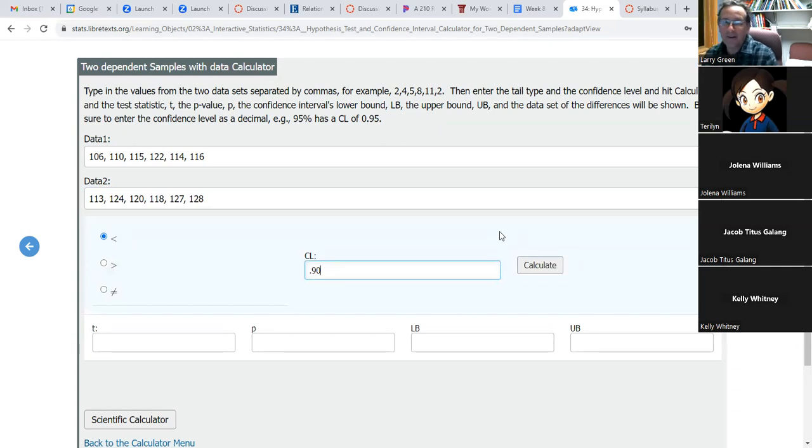So to me, a type 2 error is actually much worse. So I'm going to go for the 90%. I'm going to go for a 0.1 for my level of significance. And I'm going to hit calculate.